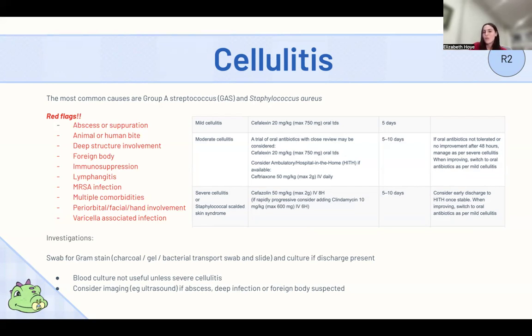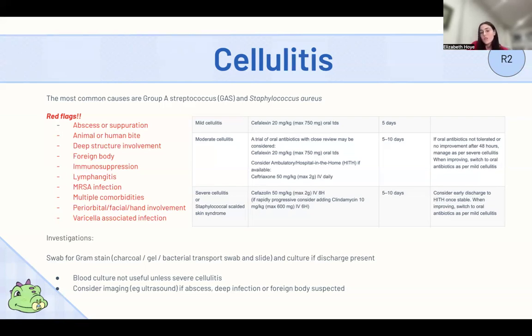you should remember or have an idea of the mechanism of infection. So if it was an animal bite, a human bite, a foreign body, or if you think there's deep structure involvement, or if they're sort of someone that's been in the hospital for a long time and you're concerned about MRSA, for example, those are some of the red flags that you might consider during deciding what treatment to give.